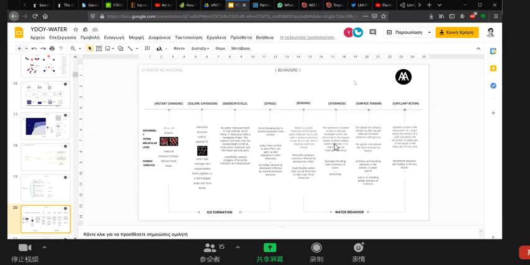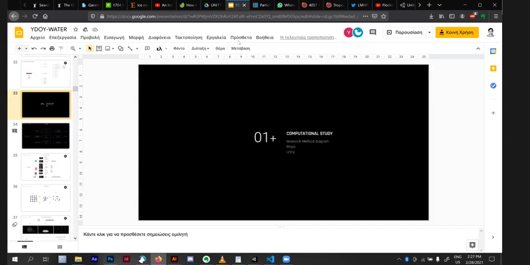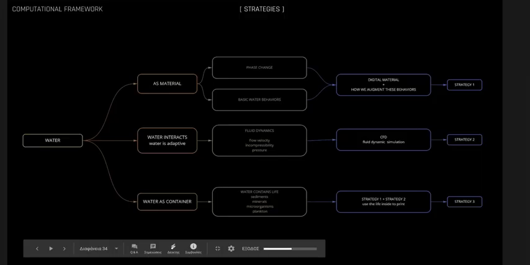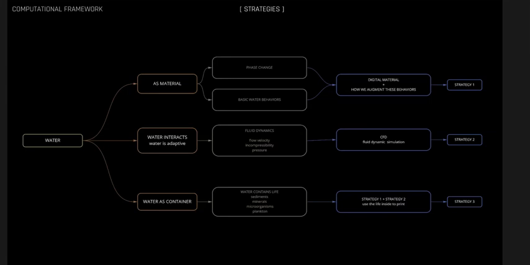So regarding the computational strategies, we were thinking that we could think of water as a material, which includes phase changing and basic water behaviors. And we could think of how to simulate water as a material, how to create a digital material, and to augment these behaviors. This could be strategy number one.